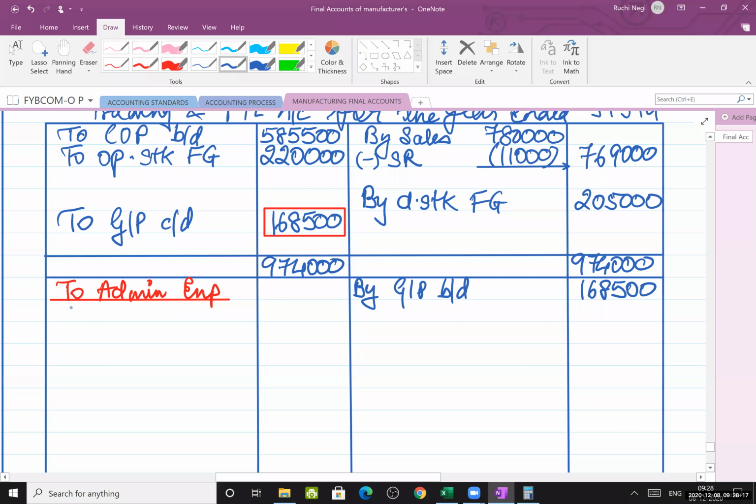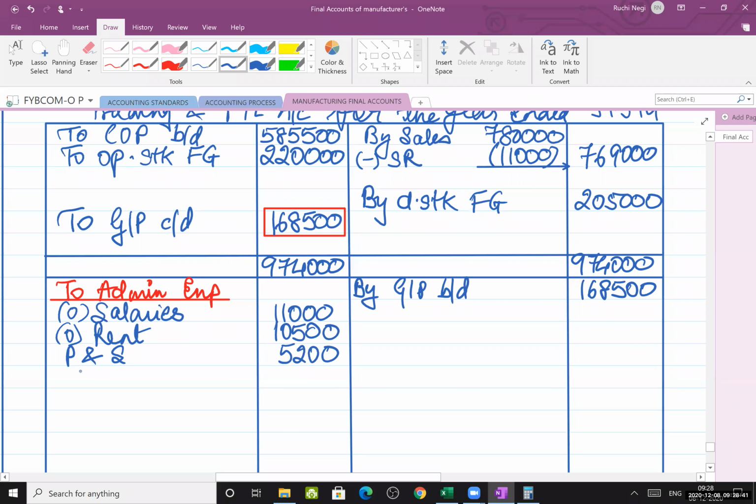Which we have office salaries 11,000. Then office rent 10,500. Then printing and stationery 5,200. Then bank charges, don't take it here. Traveling will also not come here. Miscellaneous expenses, yes. Miscellaneous expenses 5,500.